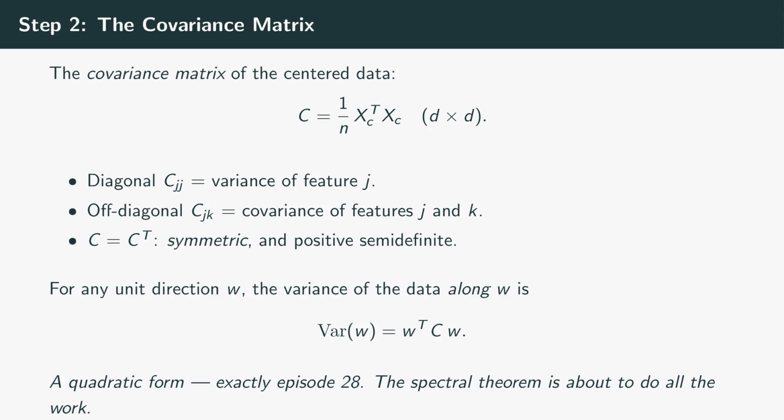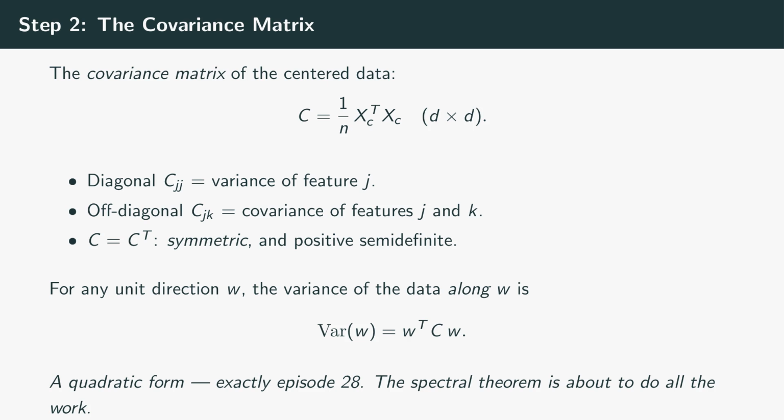Step 2. Build the covariance matrix. Take the centered data, multiply its transpose by itself, and divide by the number of samples. The result is a d by d matrix called the covariance matrix C. Read its entries. Each diagonal entry is the variance of one feature, how much that single feature spreads. Each off-diagonal entry is the covariance between two features, whether they tend to rise and fall together. Crucially, C is symmetric because it is a transpose times itself, and it is positive semi-definite.